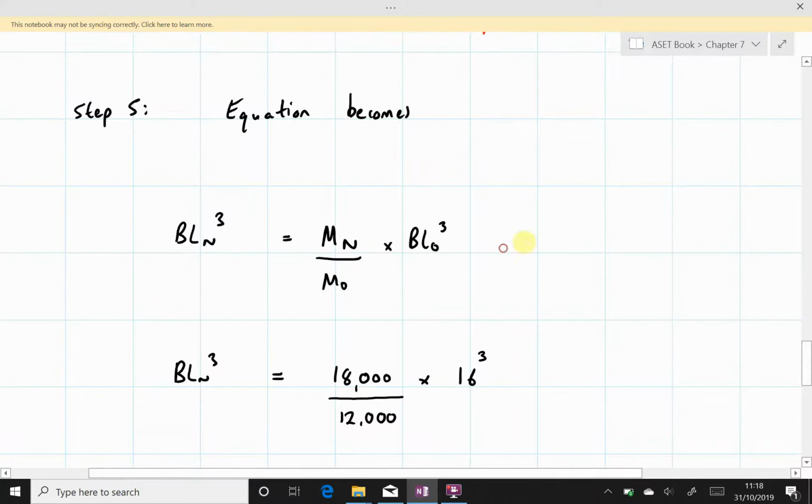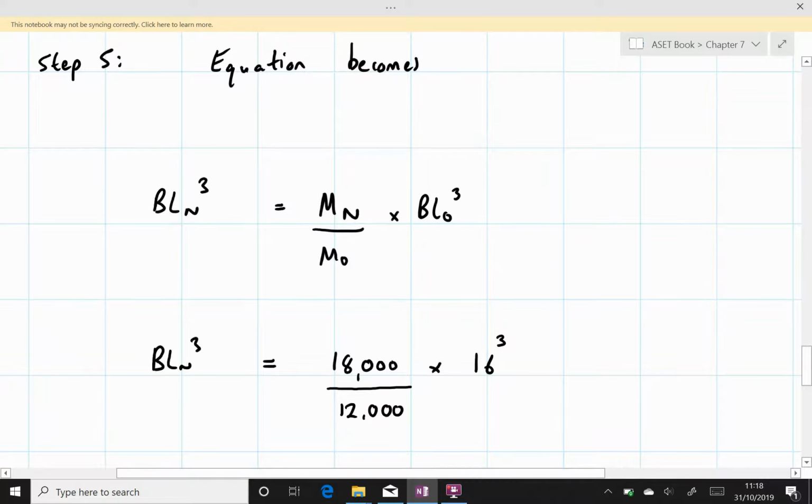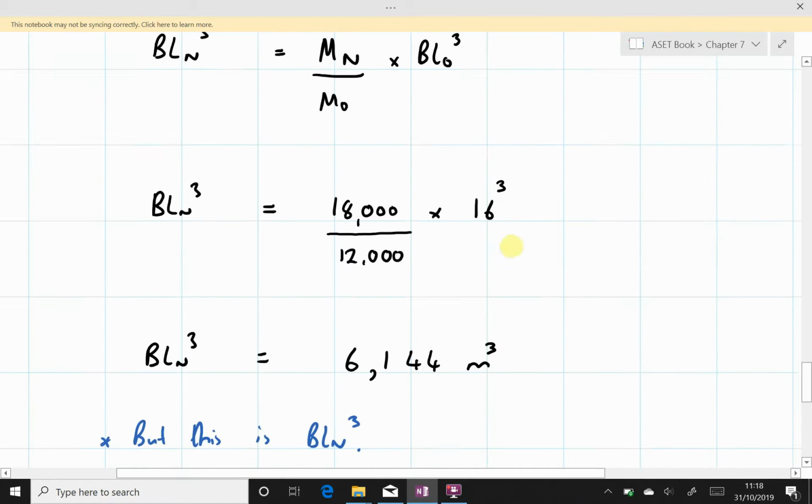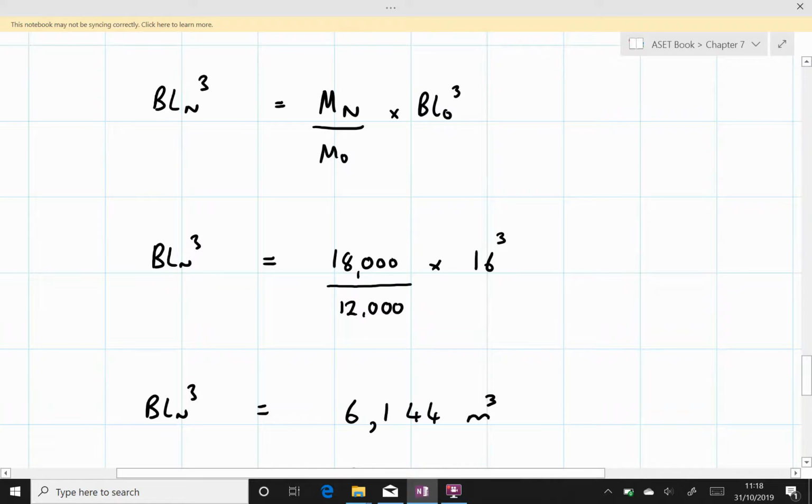We can now sub in the respective numbers, so Mn, M0 and BL0, and we do get a value that BLn cubed is equal to 6,144 meters cubed. Don't necessarily have to worry about this, but ultimately this is a length multiplied by a length multiplied by a length, and that's where we're getting the meters cubed from. Not important for the final answer, we'll see.